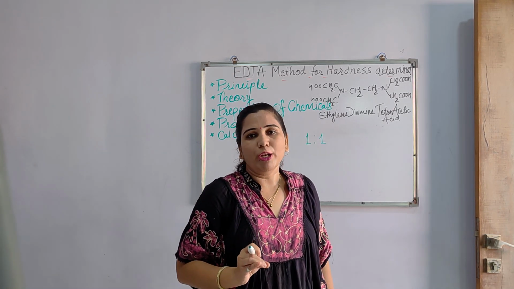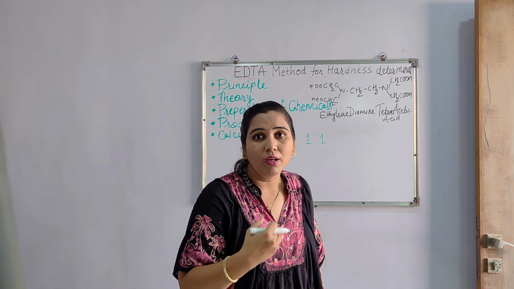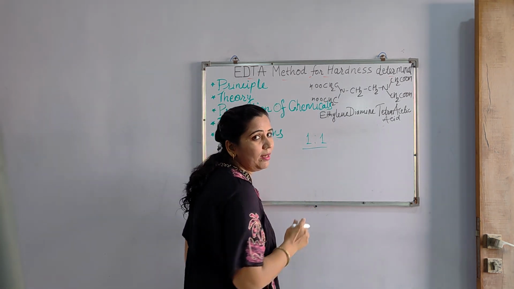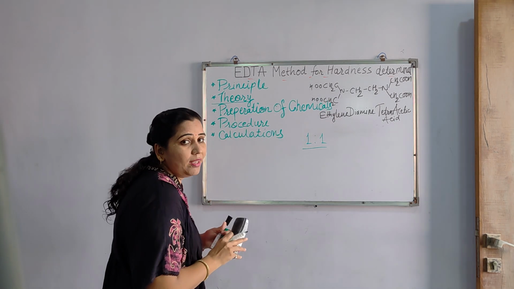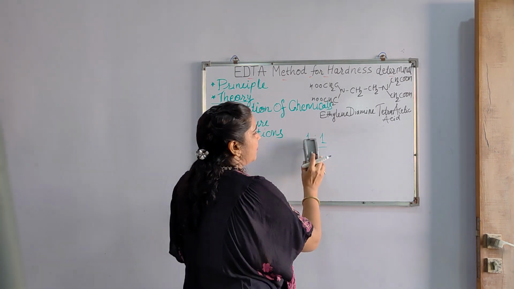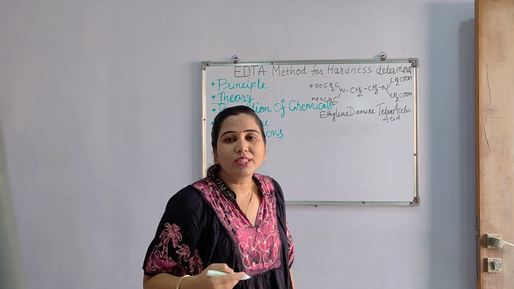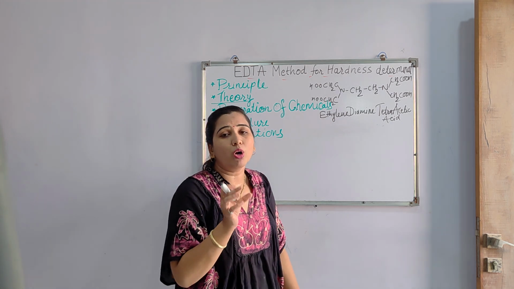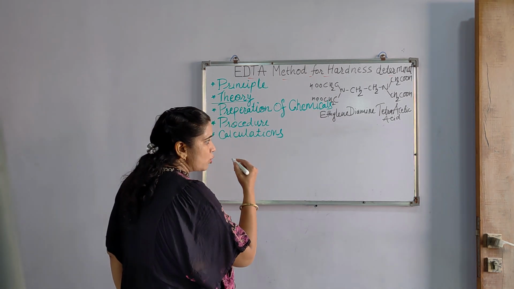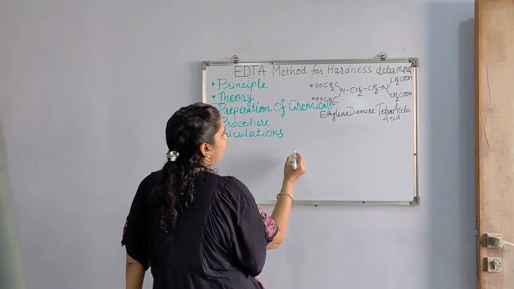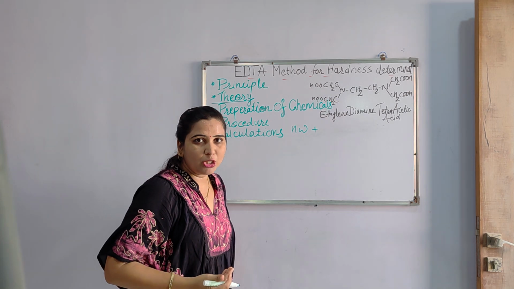When an EDTA molecule comes in contact with any positively charged ion which is hardness causing, it forms a complex in 1:1 proportion. Over. Now the next point is theory. In theory, different points come, like how that reaction occurs. Whenever we carry out this procedure, we will come to know what we are actually doing. But theoretically, what is happening, we have to see first. So whenever we do the procedure, this is the hard water which we will use for the determination of hardness.